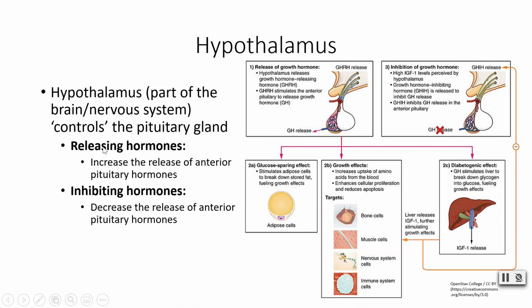Your hypothalamus is going to secrete some hormones. We have releasing and inhibiting hormones. These two categories are kind of nice because they tell you what's going on. Your releasing hormones will cause your anterior pituitary to release another hormone, while inhibiting hormones will inhibit your anterior pituitary from releasing another hormone. So in our image, our hypothalamus can secrete a releasing hormone.